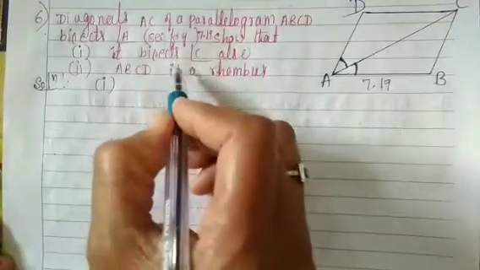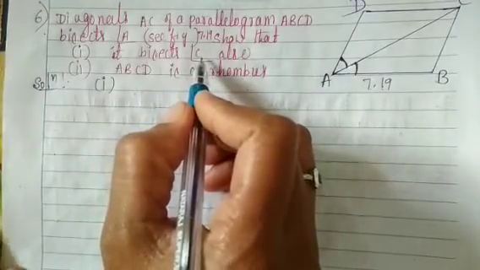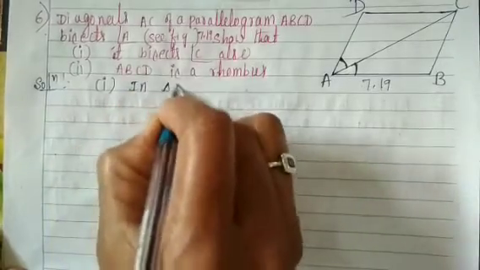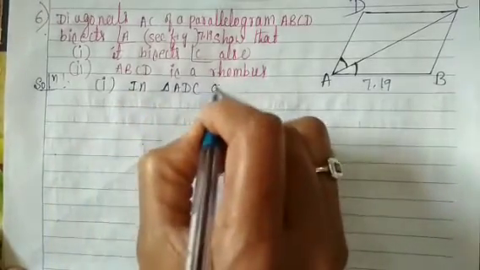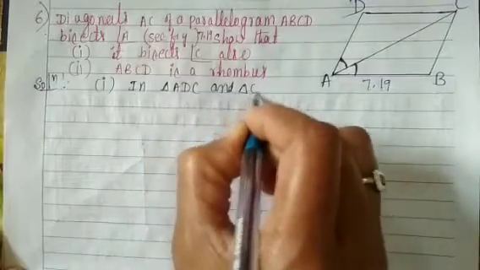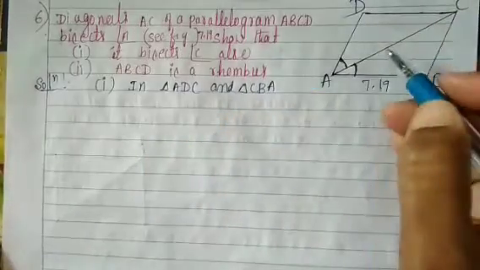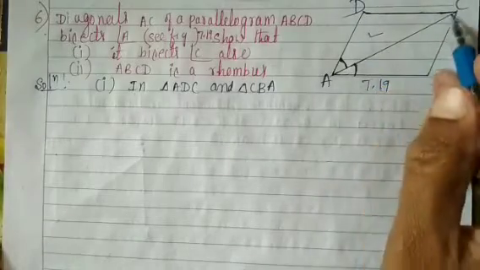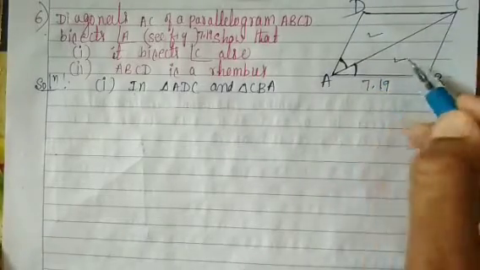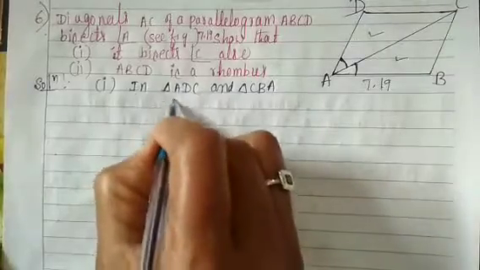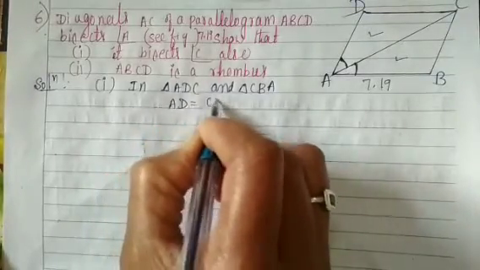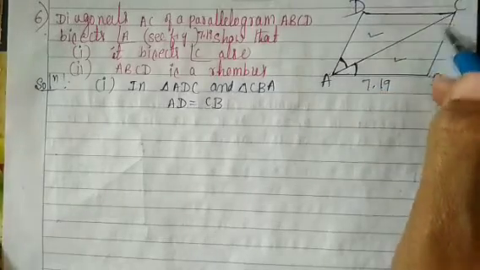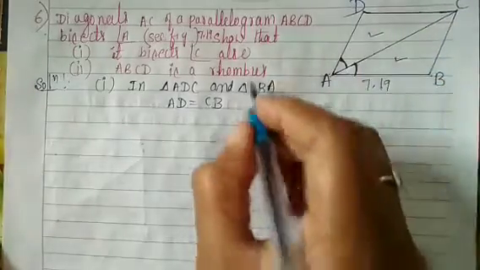First one, it bisects angle C. We can prove it in triangle ADC and triangle CBA. Look at this figure. In triangle ADC, first one, and CBA, this is the second triangle, AD is equal to CB. AD is equal to CB, opposite sides of a parallelogram.